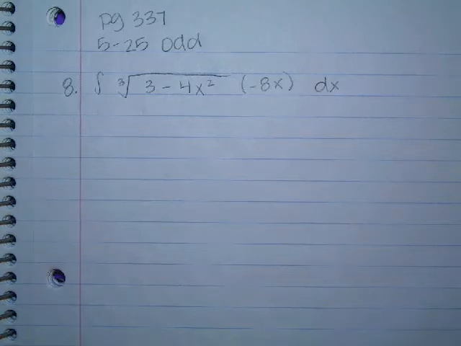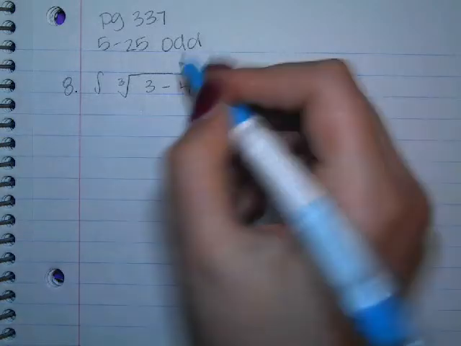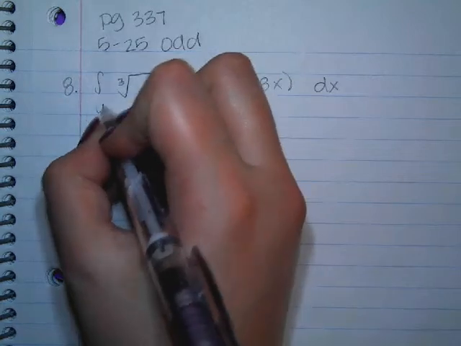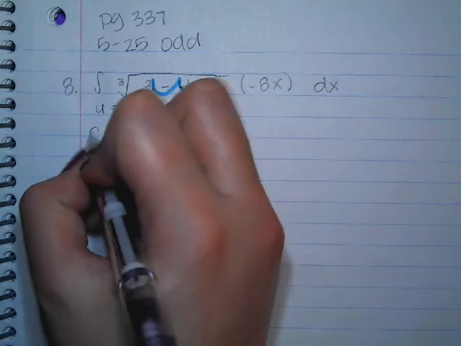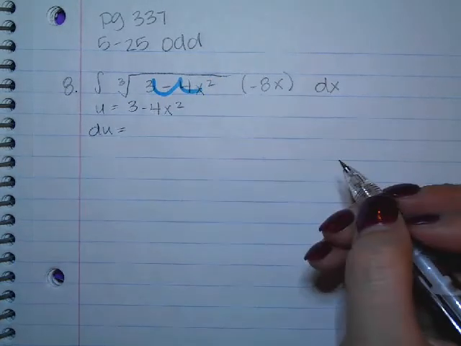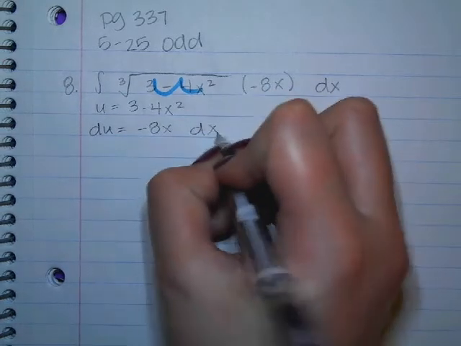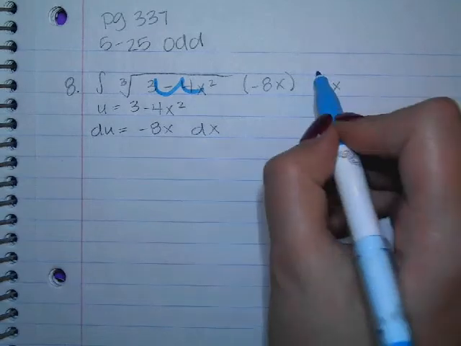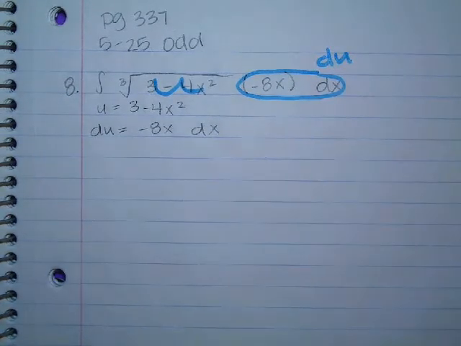So what is the inside? 3 minus 4 squared. Du would be... okay, and do we see that? Yes, and they even wrote it next to each other to make it nice and obvious. Thank you. It annoys me when textbooks do that.